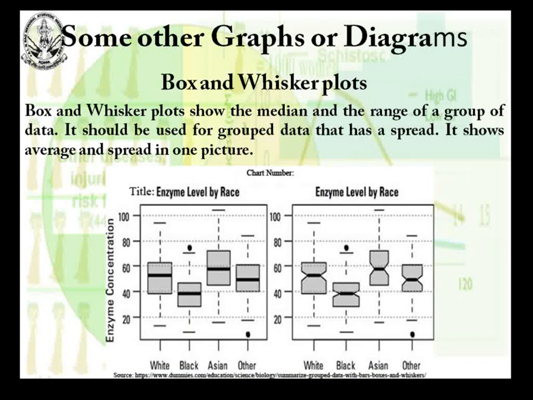Some other graphs or diagrams are also used, such as box and whisker plots, which show the median and the range of a group of data. It should be used for group data that has a spread. It shows the average and spread in one picture. Here you can see the enzyme concentration according to the races. The dark line is showing the median, and both sides show the spread of those data.